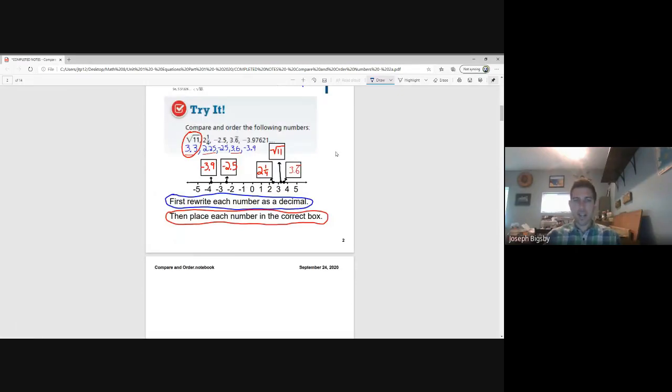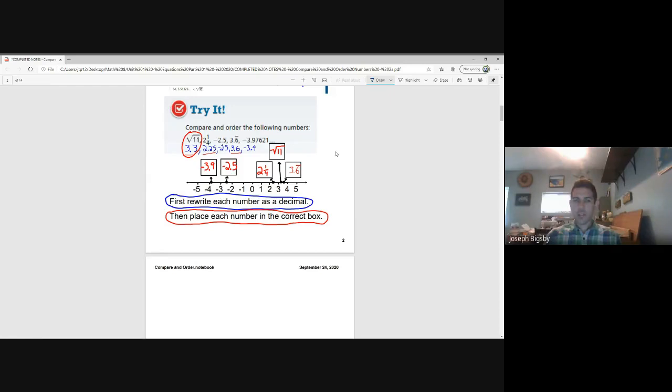So the next thing we did in class with these five numbers is we converted all of them to decimals. So when we saw the square root of 11, we converted it to 3.3 using the calculator. When we saw a fraction like 2 and 1/4, we converted the 1/4 to 0.25. Remember, fractions can be converted by dividing. 1 divided by 4 is 0.25. So 2 and 1/4 is 2.25.